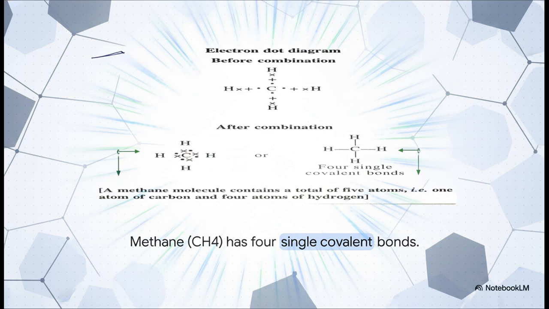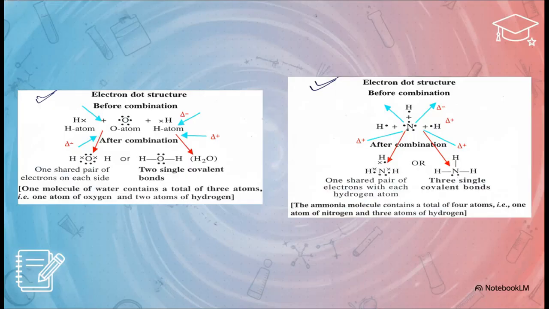The central carbon atom needs 4 electrons, and 4 individual hydrogen atoms each need 1, so they form 4 single covalent bonds. Because they pull on these shared electrons equally, there are no charges created. It's a perfectly balanced, nonpolar compound. But what happens when sharing isn't perfectly equal?